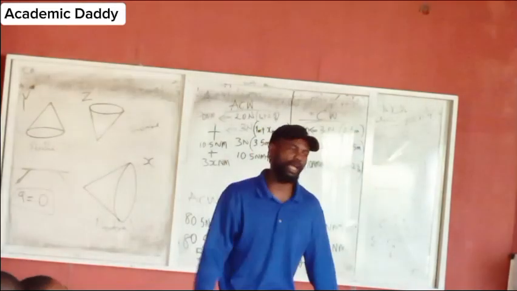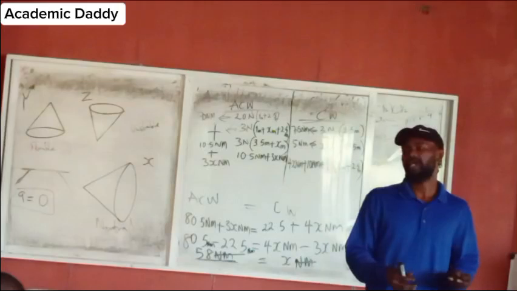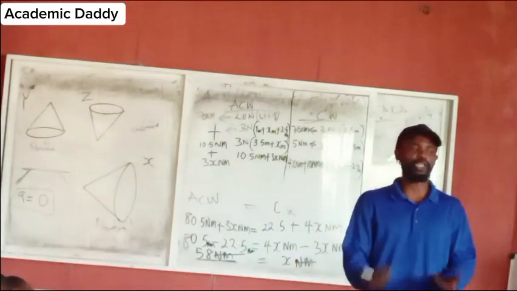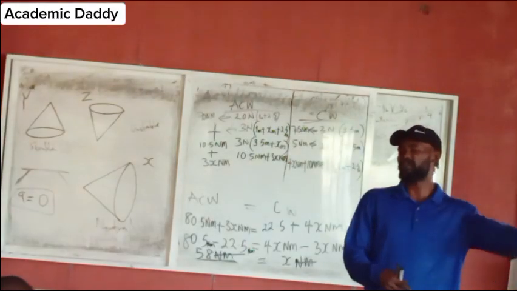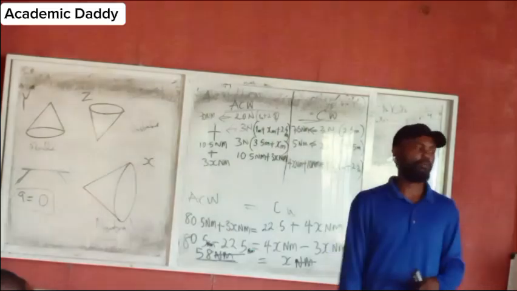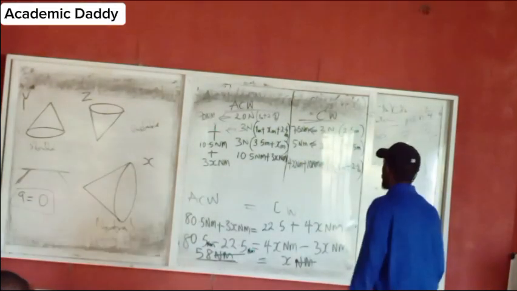So with that said, we now understand that for static equilibrium to be achieved, net forces and net moments must be equal to what? Which is the same as saying that anti-clockwise moments, anti-clockwise forces must equal clockwise forces or clockwise moments. Alright, read the next question.